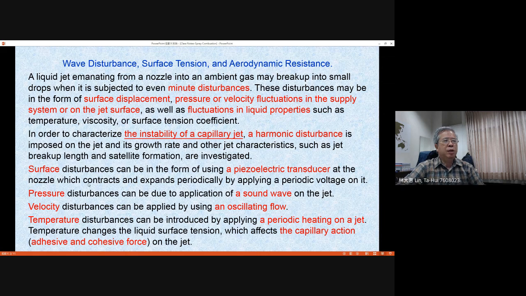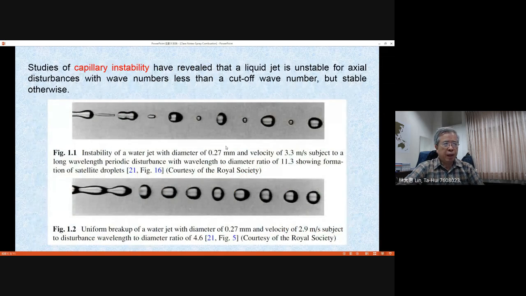Those kinds of disturbance give you some wave motions on the liquid jet. And this wave motion will be governed by the balance between the surface tension and aerodynamic resistance, and result in different kinds of breakup process. Okay, and I give you the example for the figure one case. They tell you if those kinds of disturbance do not fit the frequency determined by Rayleigh predictions, then you will have an irregular droplet distribution for a jet breakup.